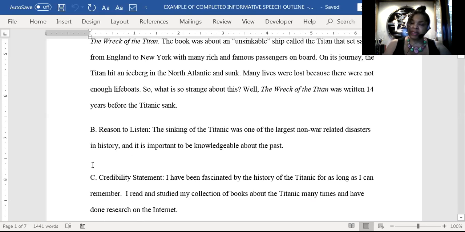B is benefit. What's the audience reason to listen? The sinking of the Titanic was one of the largest non-war related disasters in history, and it's important to be knowledgeable about our past. She could have added more in there. How are you going to relate? Why should the audience know? It's important to be knowledgeable about our past.